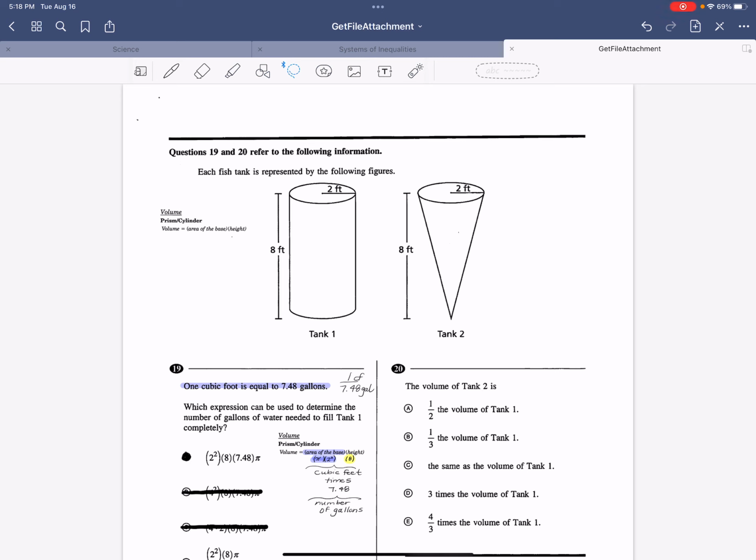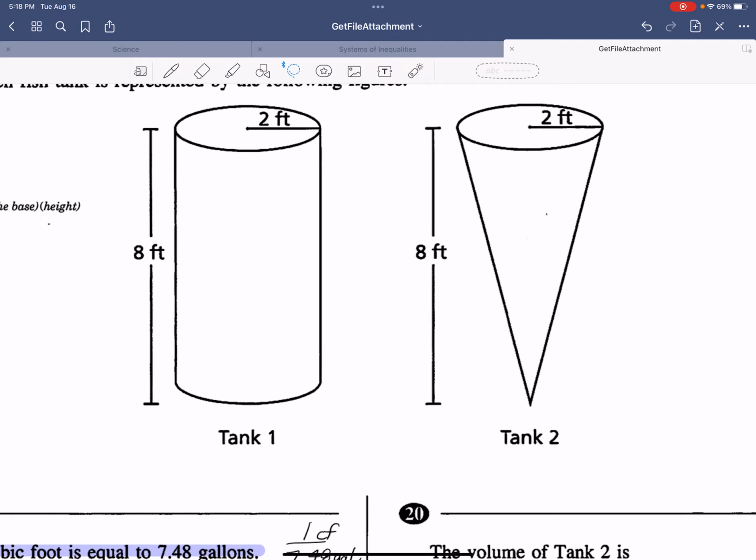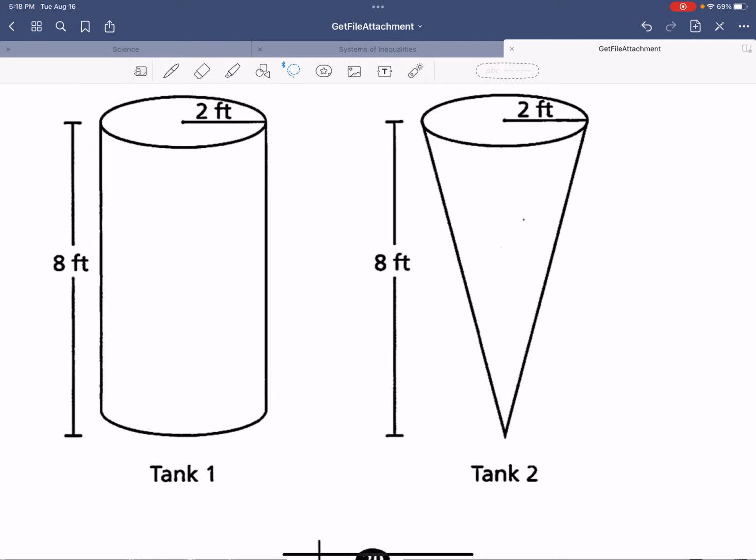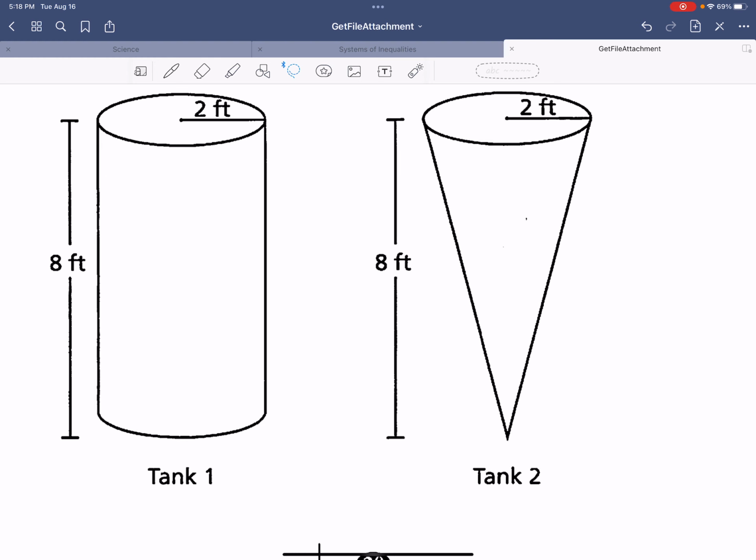Okay, for number 20, I'm going to show you two ways. The first way is just what I call the common sense way. I want to think through this with you. And then I'll show you the mathematical way. But we're looking at these two fish tanks. And so let's just ponder this for a second.